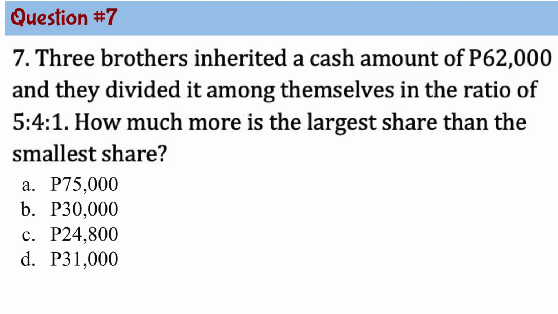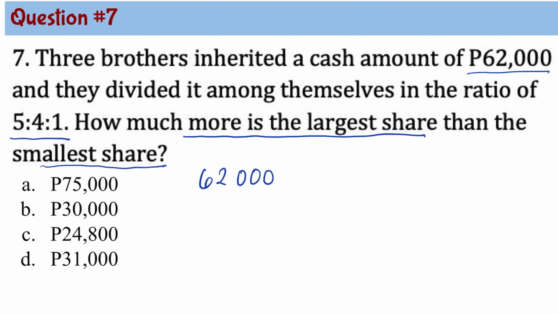Question number 7. 3 brothers inherited a cash amount of 62,000, and they divided it among themselves in the ratio of 5 to 4 to 1. How much more is the largest share than the smallest share? So here, we know that the amount is 62,000. And this money is not equally divided among the 3 brothers. Instead, the ratio is 5 to 4 to 1.